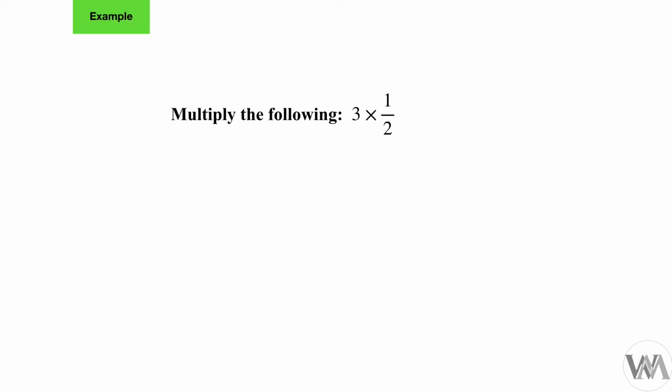Our first example here is to multiply 3 by a half. Alright, so our first step, and this is the most important step of multiplying a whole number with a fraction, is that we are first going to convert the whole number to a fraction. So that means that 3, if we think about the number 3, 3 means we've got 3 wholes. So we are going to put 3 over 1. So we've got 3 wholes times 1/2, or 1 over 2.